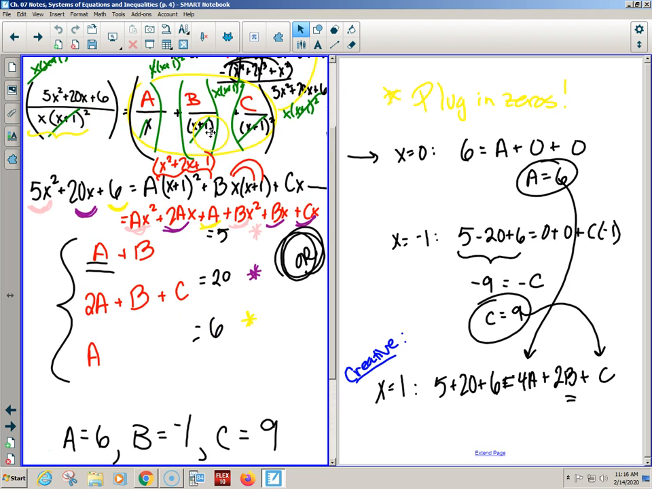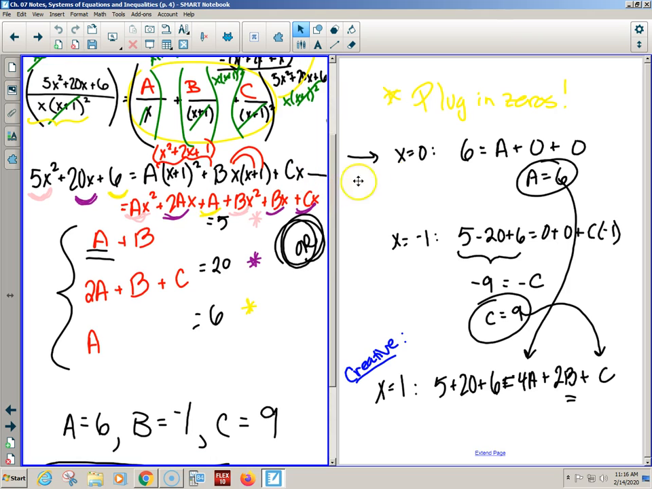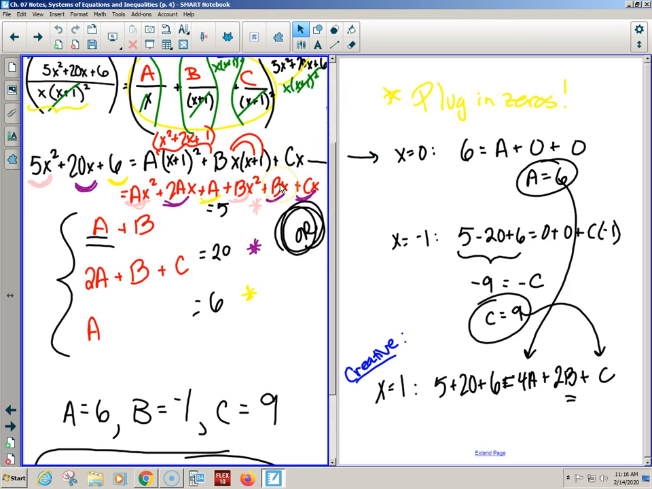Alec, thanks for helping me out on that. When we first multiplied to get rid of all of our fractions, maybe it would have been nicer to say, okay, we can't do the thumb trick, but the thumb trick said plug in zeros. So let's take this and plug in zeros and see what happens.